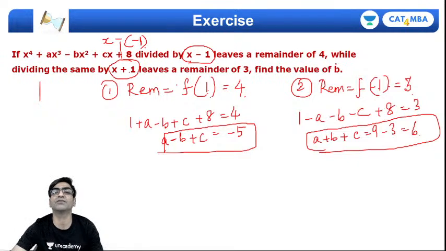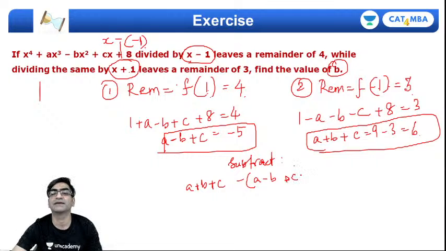If you read the question, we want to find the value of b, right? So if you want b, you want to eliminate a and c, and you can see a and c can be eliminated by subtracting these equations. So just subtract 2 from 1. If you subtract a plus b plus c minus a minus b plus c, this should then be equal to 6 minus minus 5. Let's see if that works out.